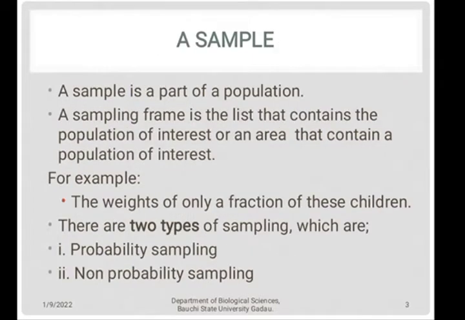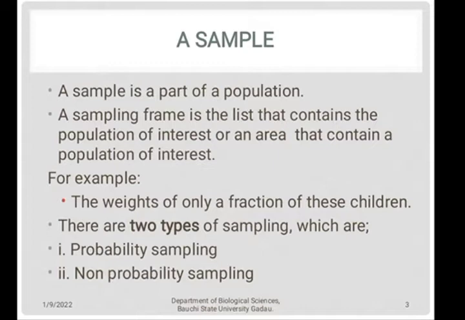Now, for us to carry out the research, since studying the whole population is difficult, we then study a sample, which serves as a representative of the population. A sample is a part of a population, and a sampling frame is the list that contains the population of interest, or an area that contains a population of interest. Now, using the previous example, the weight of only a fraction of these children in that particular elementary school serves as a sample for the population of that elementary school.